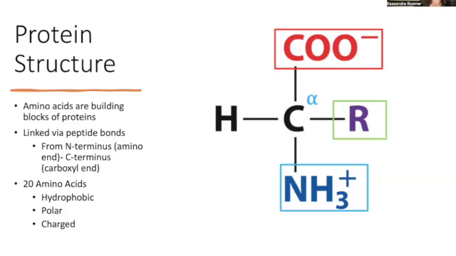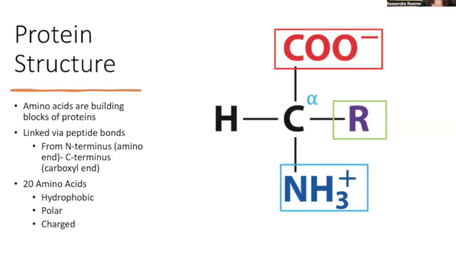Different amino acids are linked via peptide bonds. So we have the N-terminus right here, and that is linked to the C-terminus of another amino acid to form a peptide bond. There are 20 different amino acids, and they can be grouped into nonpolar/hydrophobic, polar, and charged amino acids.